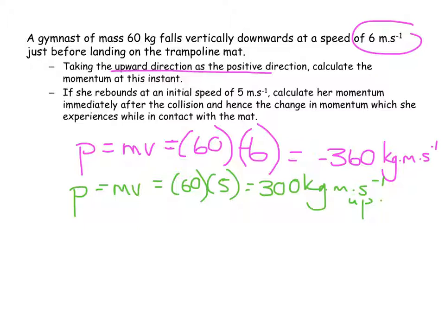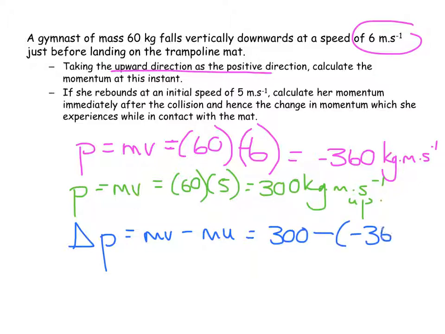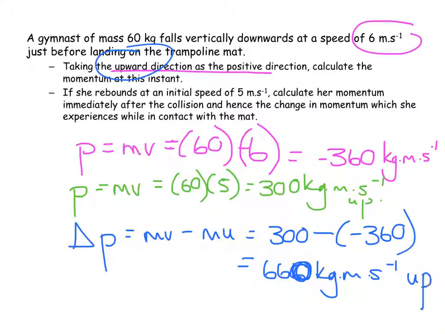And what is the change in momentum? Change in momentum is equal to final momentum minus initial momentum, which is equal to 300 minus negative 360. Notice my consideration of the direction. And I land up with 660 kilogram meters per second. And in what direction is it? Well, it's positive, so it is upwards.